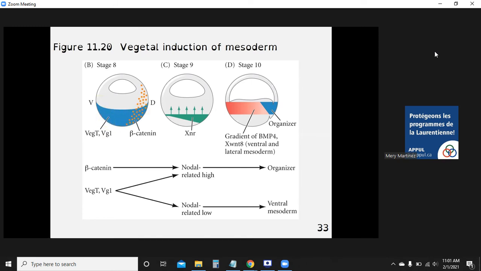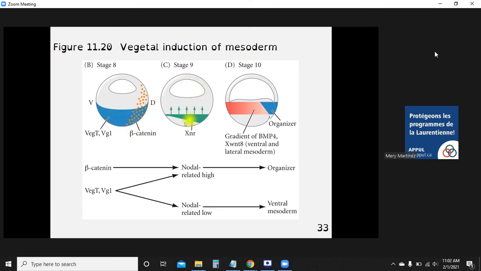Now, there are another couple of things that happen in this organizer. At the blastula stage, normally nodal-related proteins are largely produced by beta-catenin. Okay, so here in B, this is a blastula stage 8. We have Vg1 and VegT in the vegetal hemisphere.